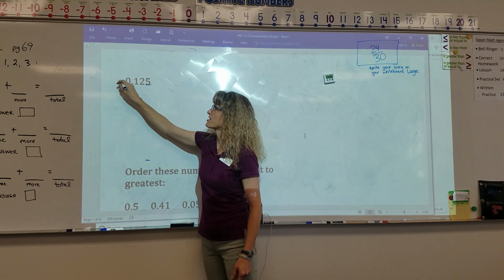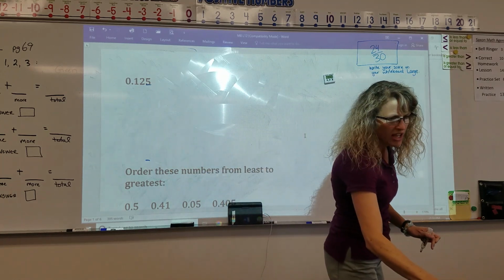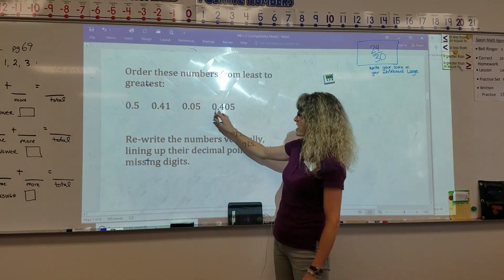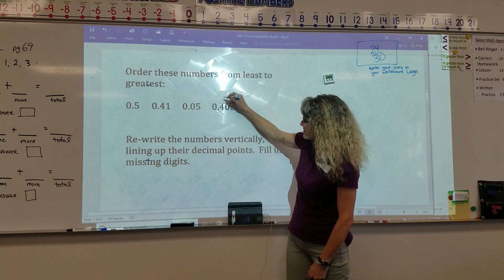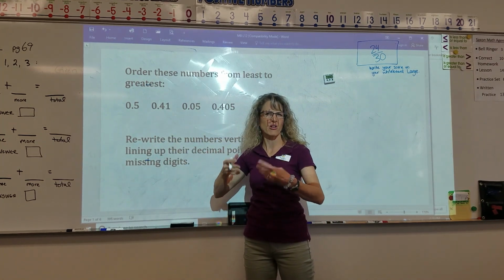There's nothing in front of it, so I don't have to say an and. I just say 125 thousandths. How do I order decimal numbers least to greatest? Well, I see that there's 3 digits on this, 2 digits, 1 digit. I'm going to make them all the same so I can compare them easier.